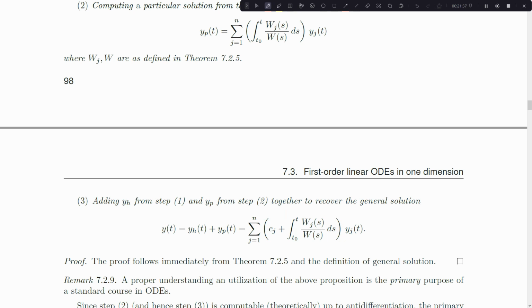And that's why I have this remark here, saying that a proper understanding and utilization of the above proposition is the primary purpose of a standard course in ODEs. So if you leave this course and somebody's like, oh, you took a course in ODEs, they're basically going to expect that you knew the previous proposition, and that's it. So if you have the proper understanding and utilization of that previous proposition, you'll have succeeded in the eyes of most people who expect you to have completed an ODEs course.